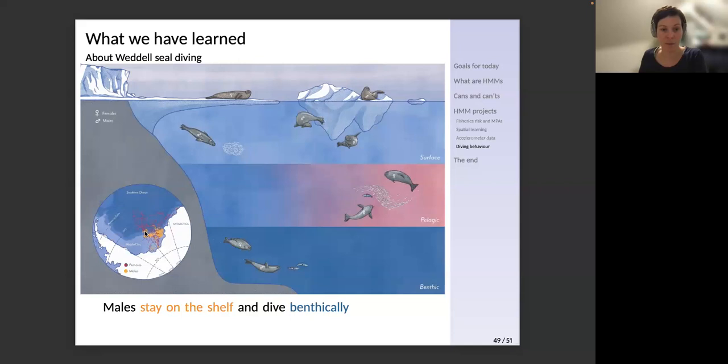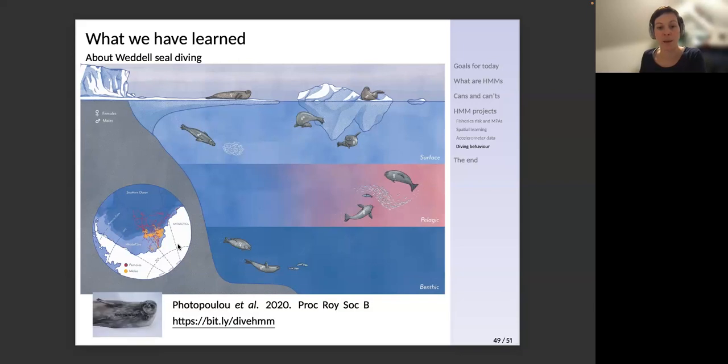And we also found that, you can see in the little map in the bottom left-hand corner, that the male locations are in yellow. So the males stay on the shelf almost exclusively. They don't really venture off the shelf into diving over deep ocean. Whereas the females also leave the shelf and dive pelagically. They also do deep dives as well, but they also leave the shelf, which the males don't do. This was published a couple of years ago in Proceedings of the Royal Society to find out more.